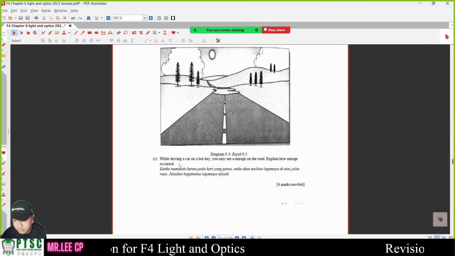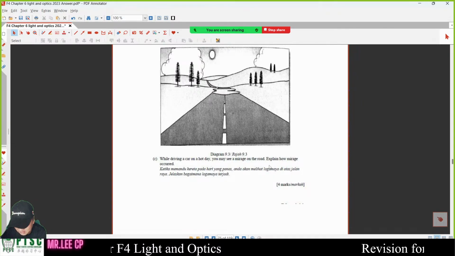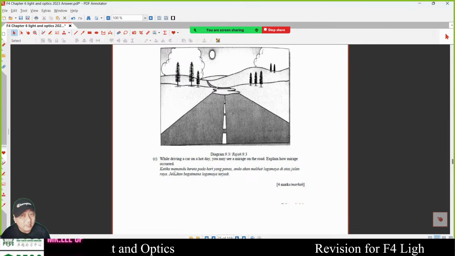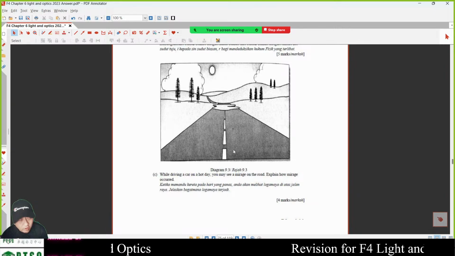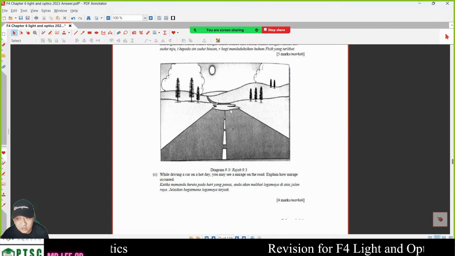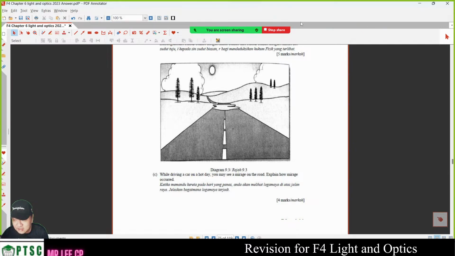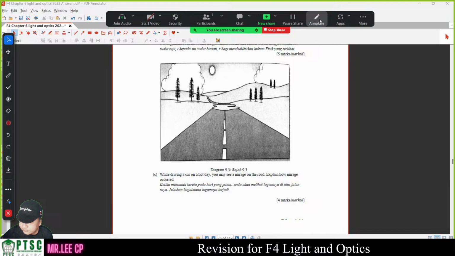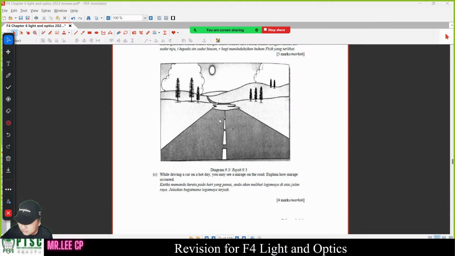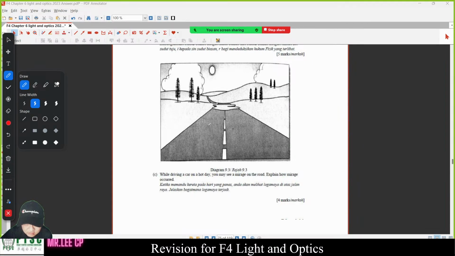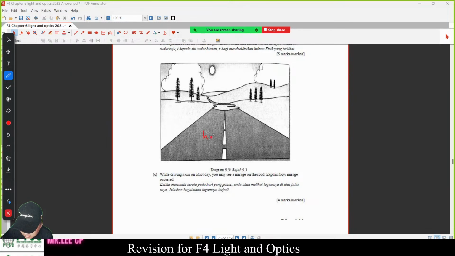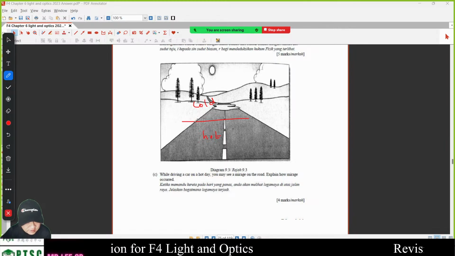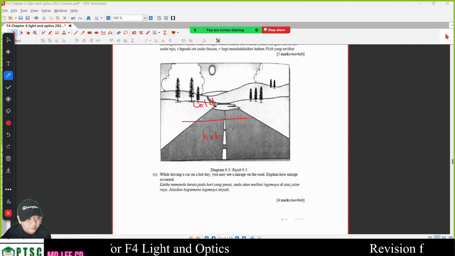While driving a car on a hot day, you may see a mirage. Explain how the mirage occurs. So you need to say, first one is the density. Okay, now I do it here. The density of the air is different. At the surface here it is hot, and in the air it is colder. So there is different density. Alright, first one, different density.